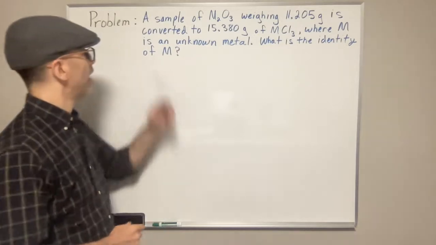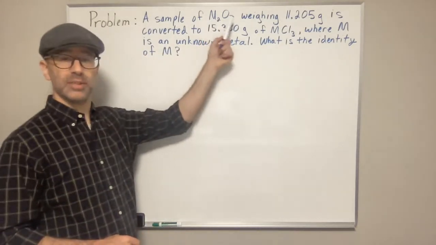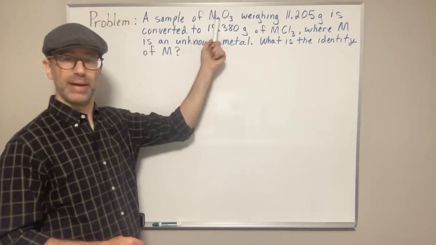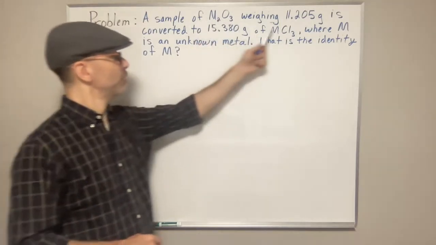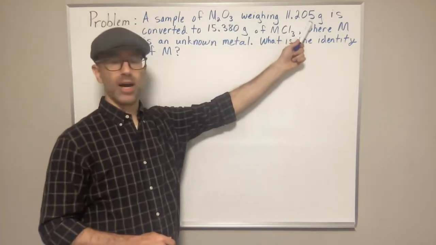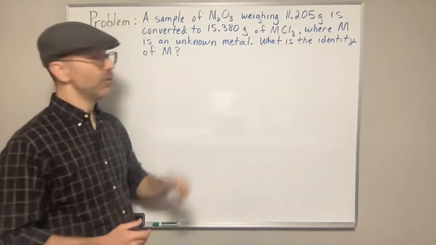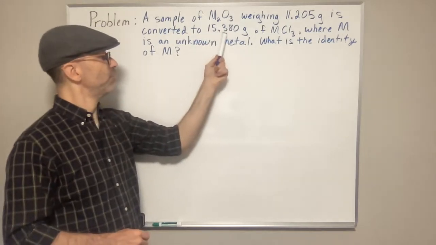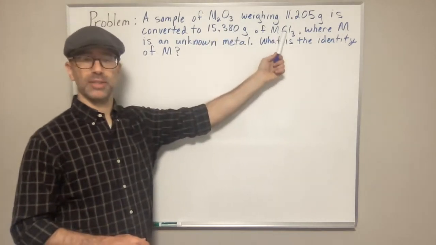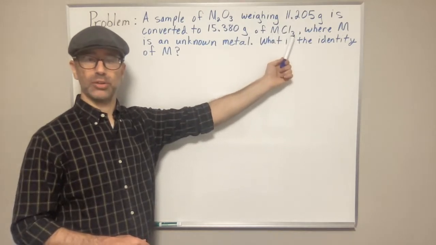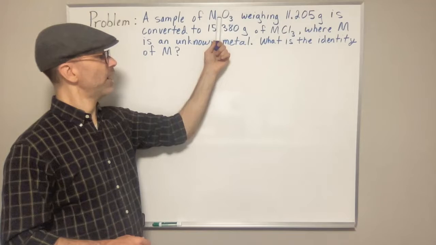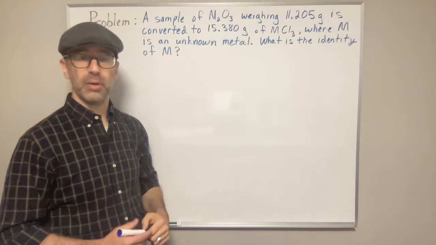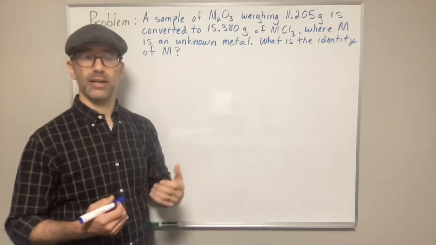Okay, so in this problem you have a sample of a substance that has an unknown metal, M2O3. So we don't know what the metal, M, is. We know that this sample weighs 11.205 grams, and we convert this substance into 15.380 grams of another substance that has the metal in it, MCl3. So we're converting from a metal oxide to a metal chloride, and we don't know what M is. We're asked to find the identity of M.